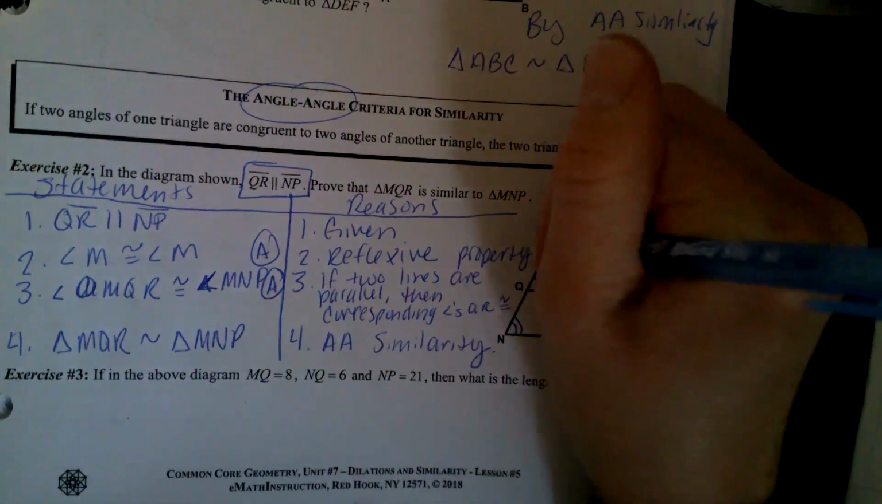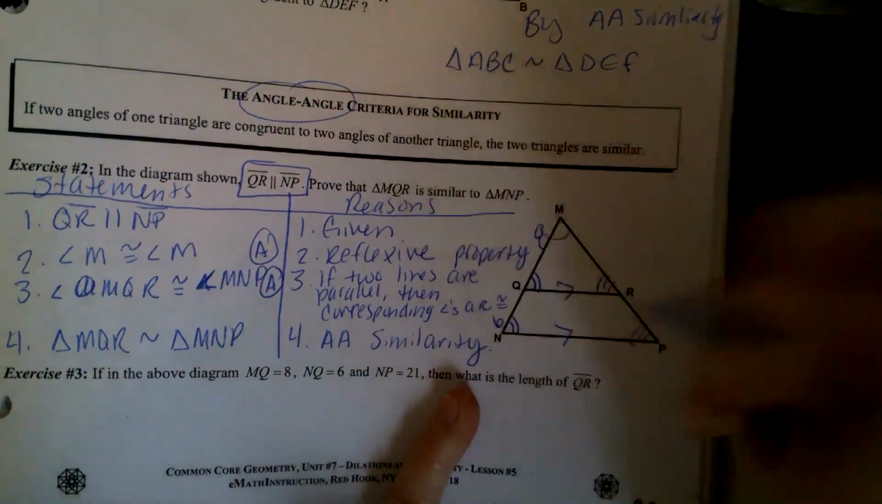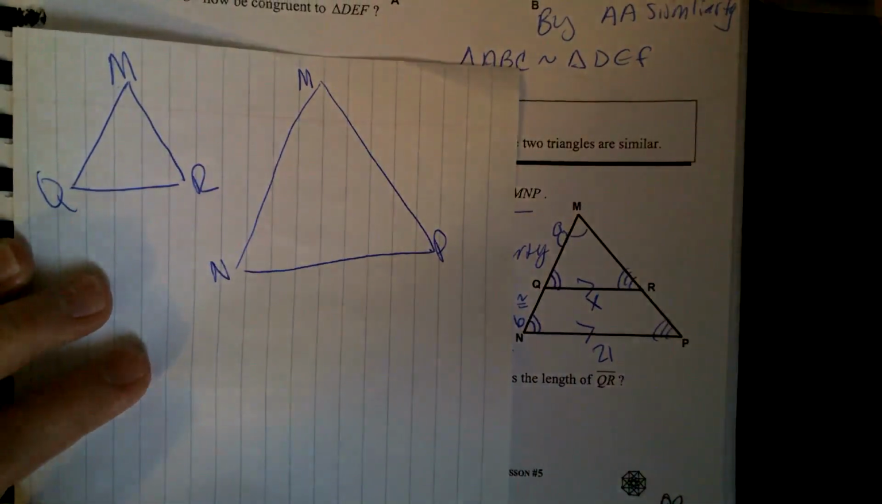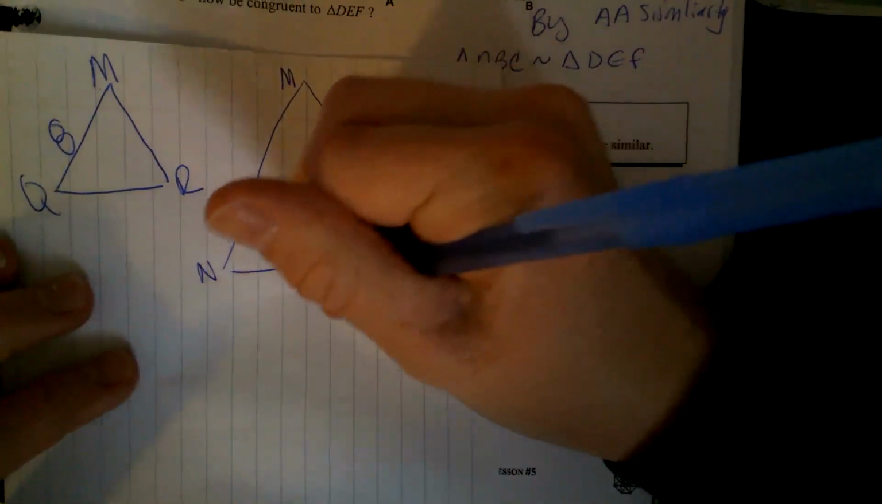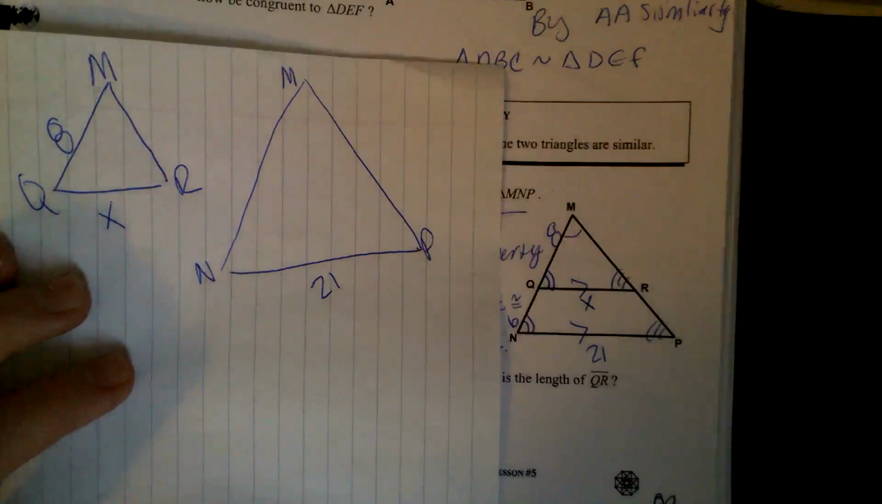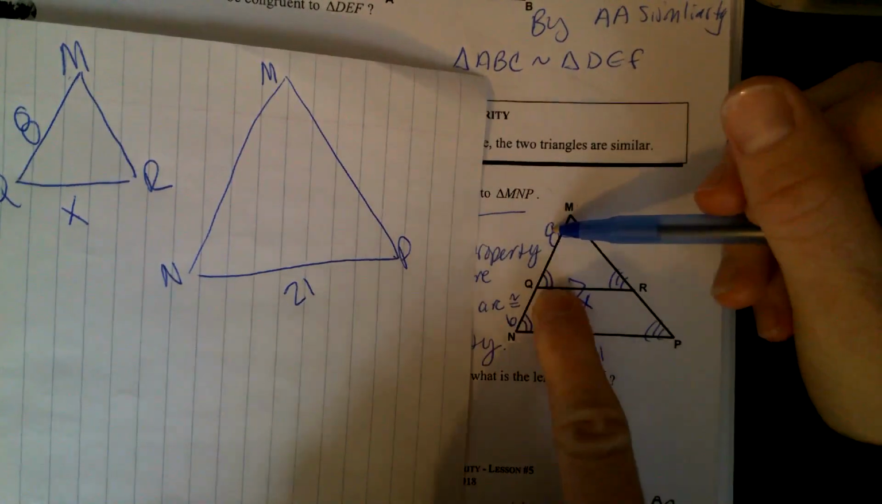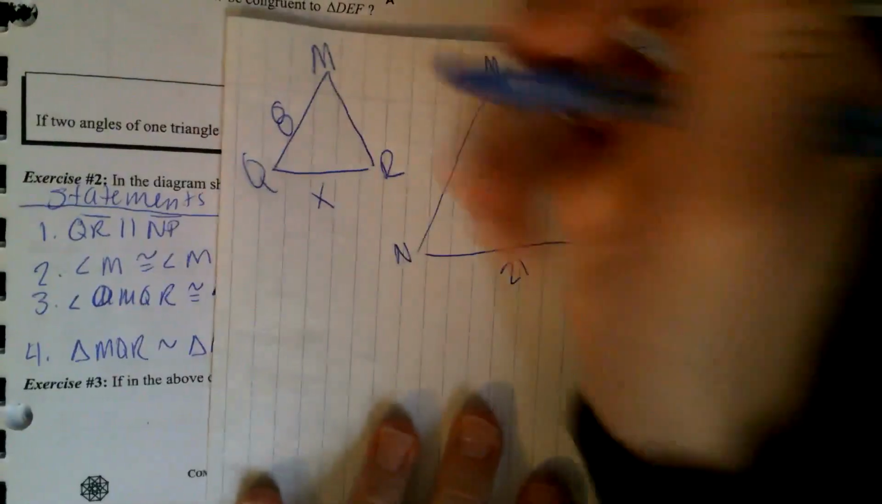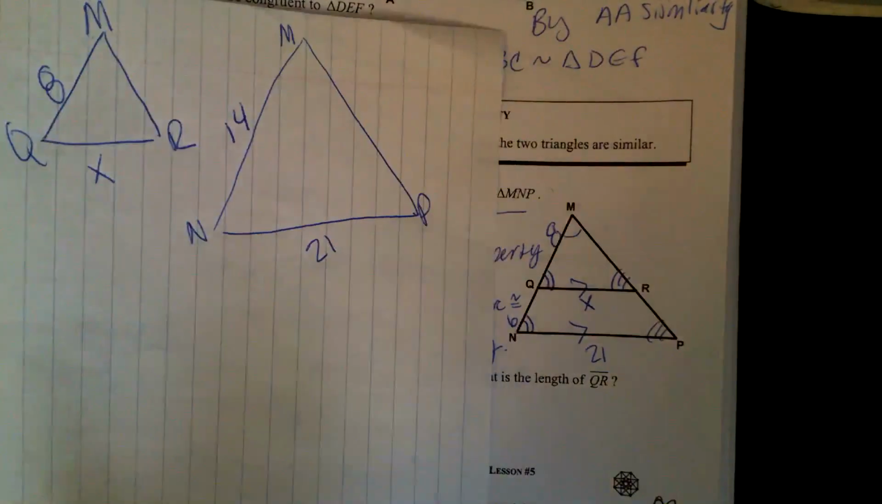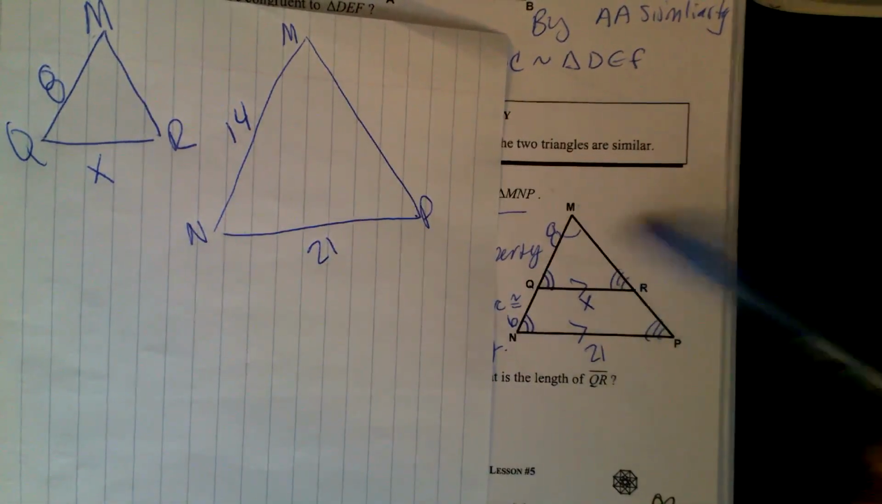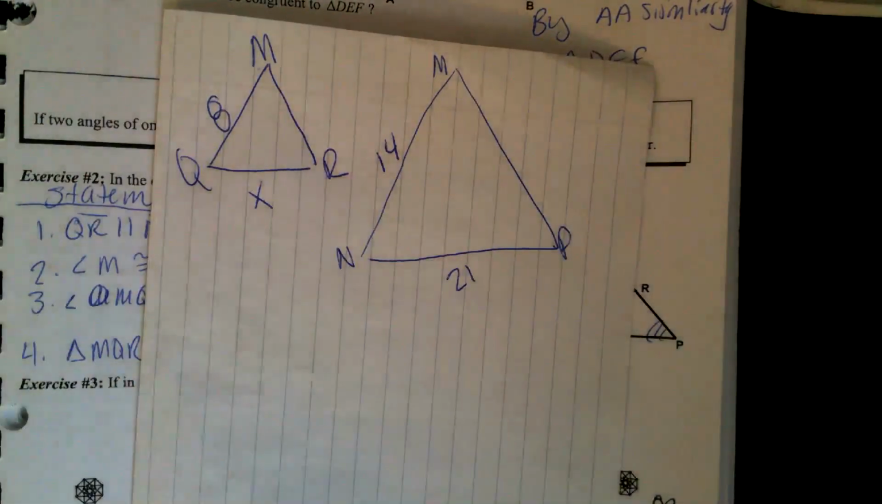So MQ is 8, NQ is 6, and NP is 21. You want to solve for QR. So I'm going to go back to my diagram here. MQ is 8. NP is 21. We want to find QR. Now here's the thing. MN is the length of MQ plus the length of QN. So 8 plus 6 is 14. This is one of the reasons why I feel like in this case, with this specific diagram, it helps to separate the triangles like this.